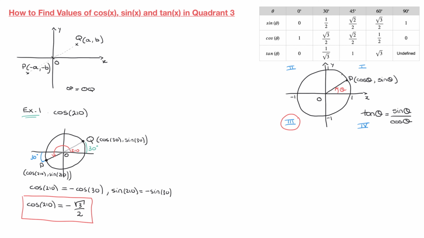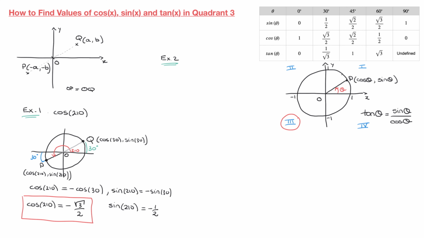Now, of course, it wasn't asked for here. Indeed, we were only asked for cosine of 210 degrees. But let me also point out that we could also therefore state that sine of 210 degrees equals the opposite of sine of 30. In other words, sine of 210 is equal to negative, or the opposite of, 1/2. And we're done. Okay, let's look at a second example.